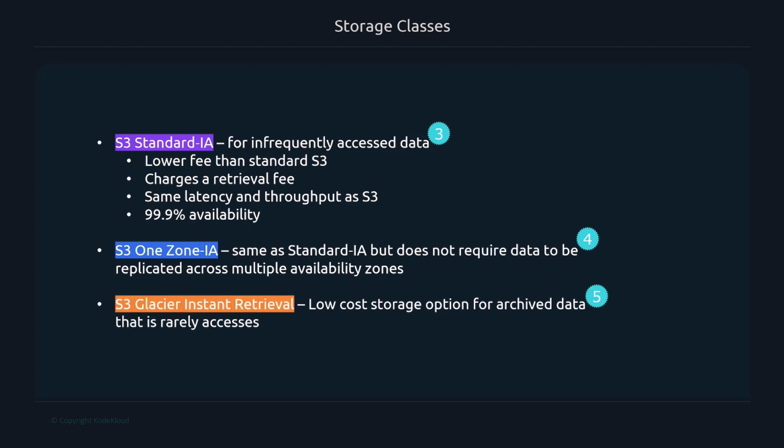Then we move on to the Glacier storage classes. Anytime you see Glacier, this is for very, very infrequently accessed data, like archive data. You have S3 Glacier Instant Retrieval, which is the low-cost storage option for archive data that's rarely accessed. However, since it's instant retrieval, it still allows you to retrieve the data within milliseconds, and it's going to have the same performance as S3 Standard.